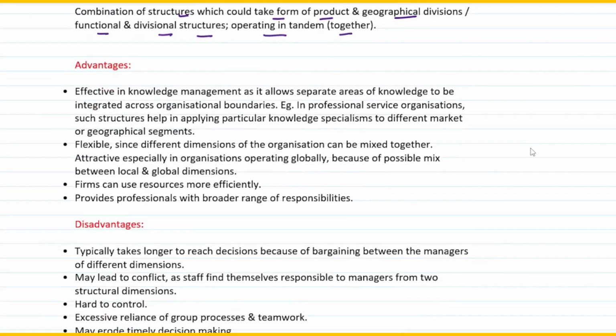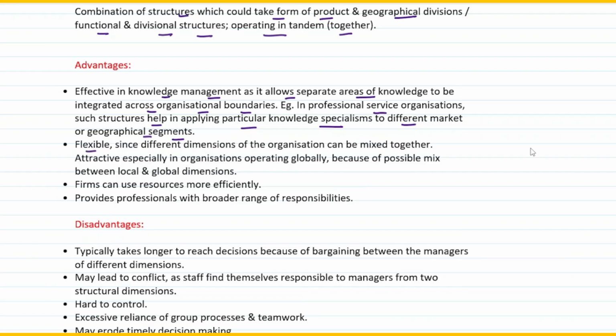First of all, it is effective in knowledge management. Why? Because it allows separate areas of knowledge to be integrated across organizational boundaries. Say for example, there is one product division and one geographical division, so you would have people from different domains. When they come together, there would be a good source of knowledge management. Example can be in professional service organizations, where such structures help in applying particular knowledge specialism to different market or geographical segments. You may come from different domains or dimensions, and you can share your knowledge, and hence it can be a very useful tool as far as knowledge management is concerned.